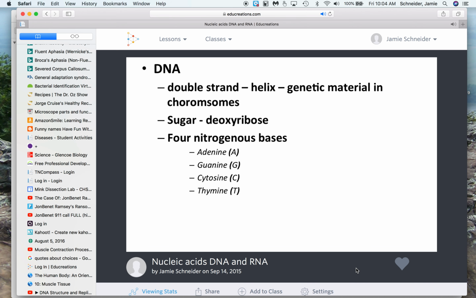All right, the structure of DNA is a double helix, and it's the genetic material in chromosomes. Now, as I said before, the sugar is deoxyribose, which is a pentose, and it has four nitrogenous bases: adenine, guanine, cytosine, and thymine. We're going to look at these in detail now.